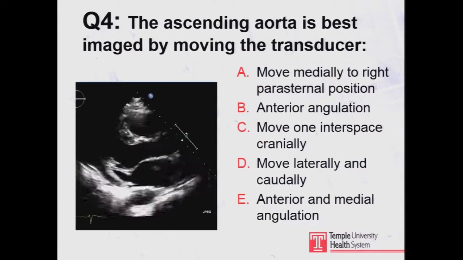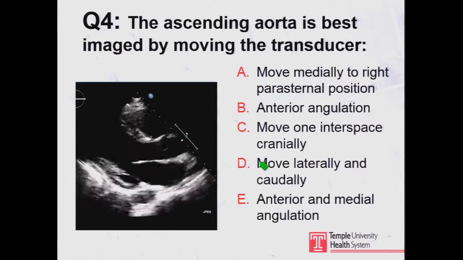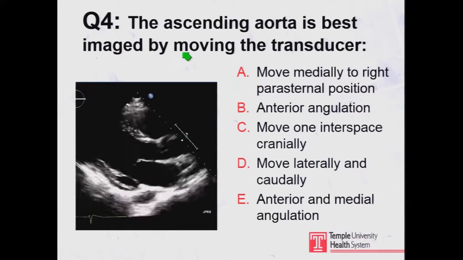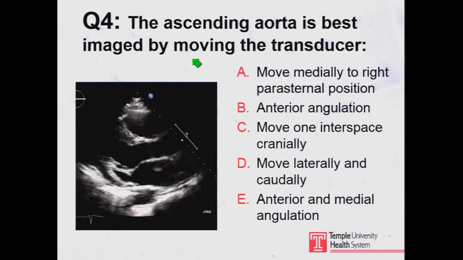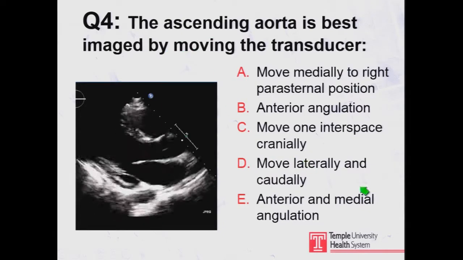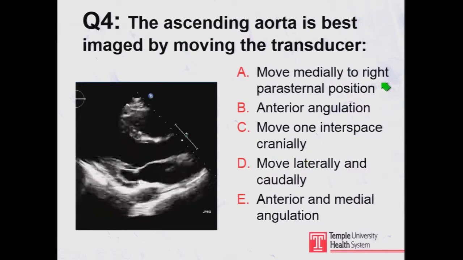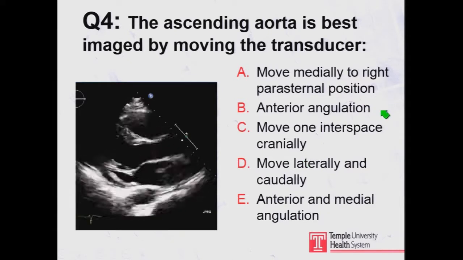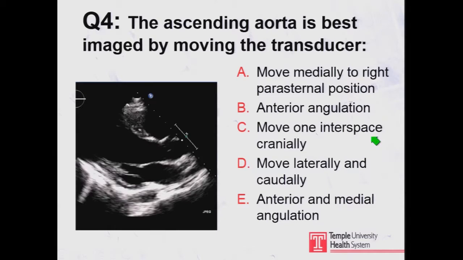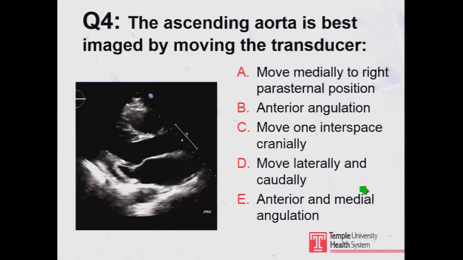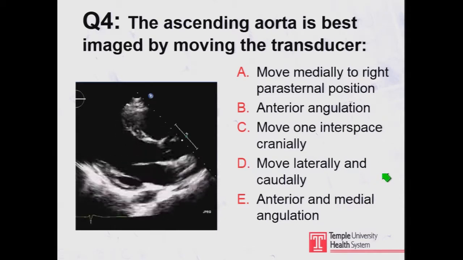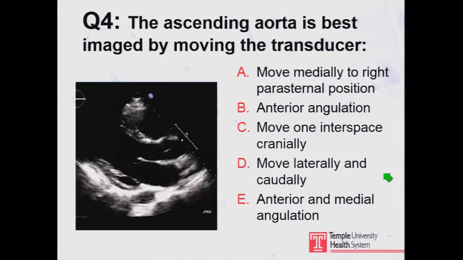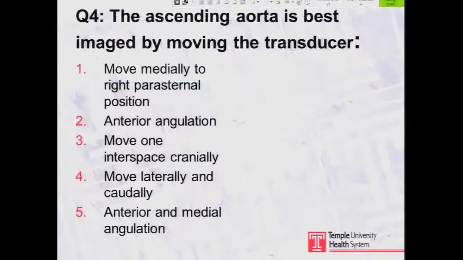All right, now take a look at this. Don't vote yet. The ascending aorta is best imaged from this view by moving the transducer medially and to the right parasternal position, anterior angulation, one space cranially, laterally and caudally, or anterior and medial angulation. So think about it and go ahead and vote.